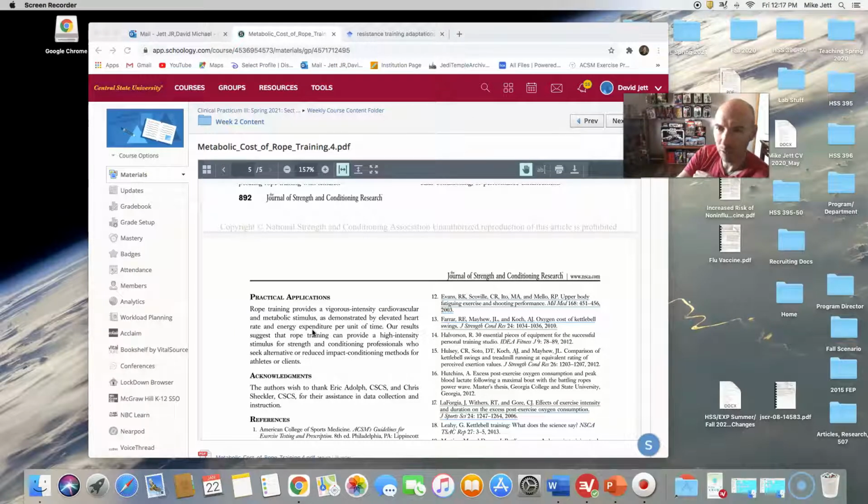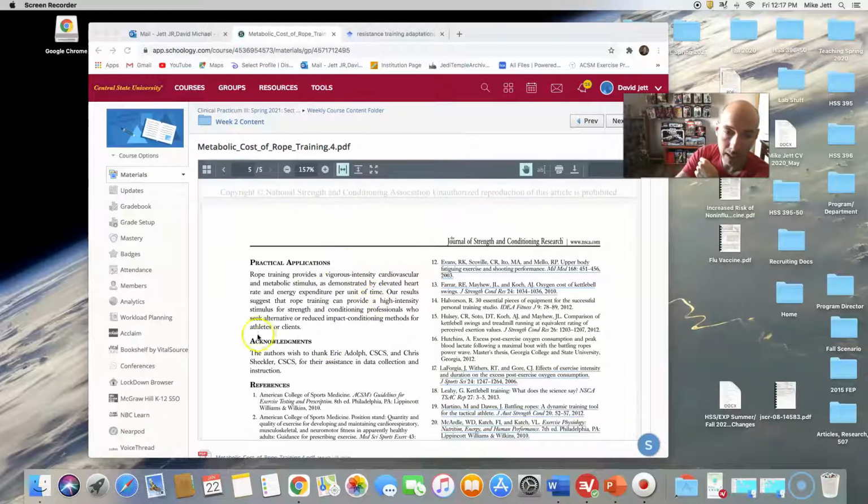Because again, when you're looking at research from a practical perspective, you want to know, well, how can I use this in the gym, right? That's what you want to know. So the practical applications, a couple sentences, is very valuable, okay?